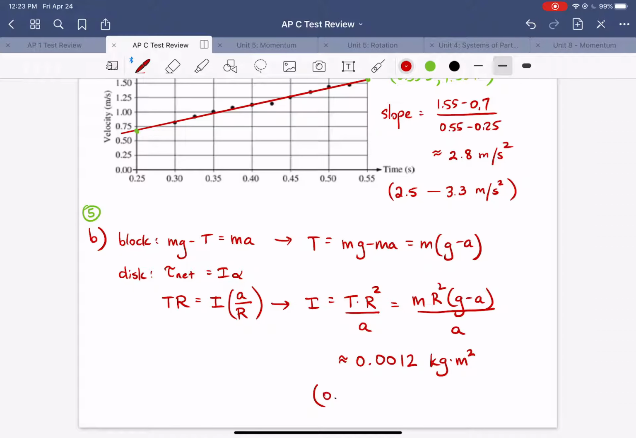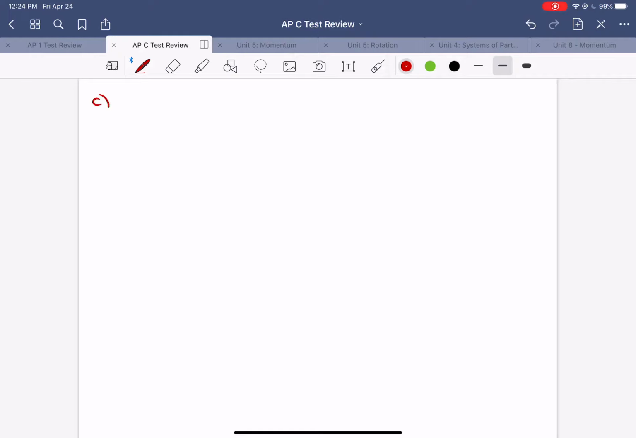So the solution guide gives 0.000985 to 0.00146 as their acceptable range. All right, and then there's one more sort of substantial part to this problem, which is part C. This one is worth 4 points. So C tells us to calculate the angular momentum of the disk at time t equals 0.45 seconds.